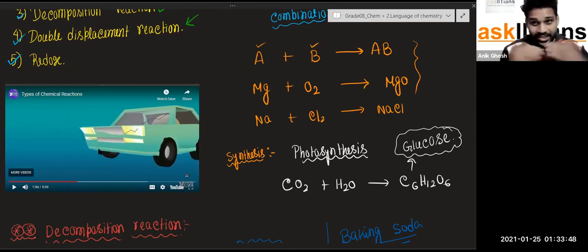When a car accident occurs, you can see that the airbag comes out within a few seconds. That is a product of a decomposition reaction.